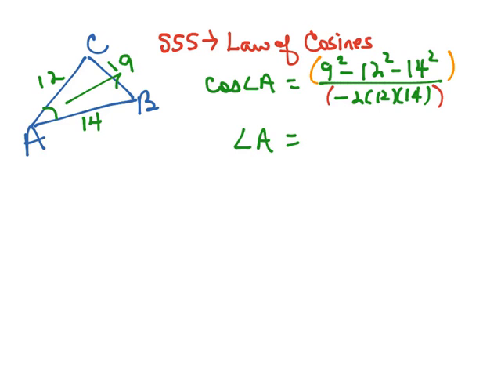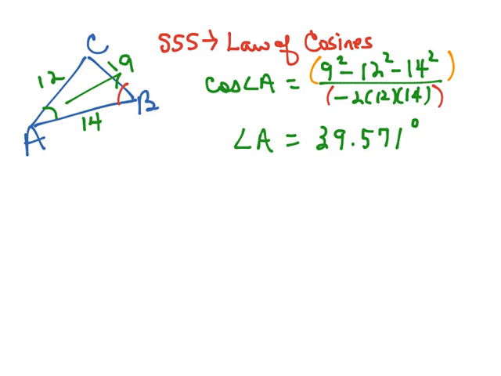So make sure that your calculator is in degrees, and then you're going to say inverse cosine, so that would be second cosine on your TI-84. And then we're going to put a parentheses and say 9 squared minus 12 squared minus 14 squared, close that parentheses, divided by parentheses negative 2 times 12 times 14, close that parentheses, and then close the big parentheses for cosine. And we'll come up with that angle A is 39.571 degrees.